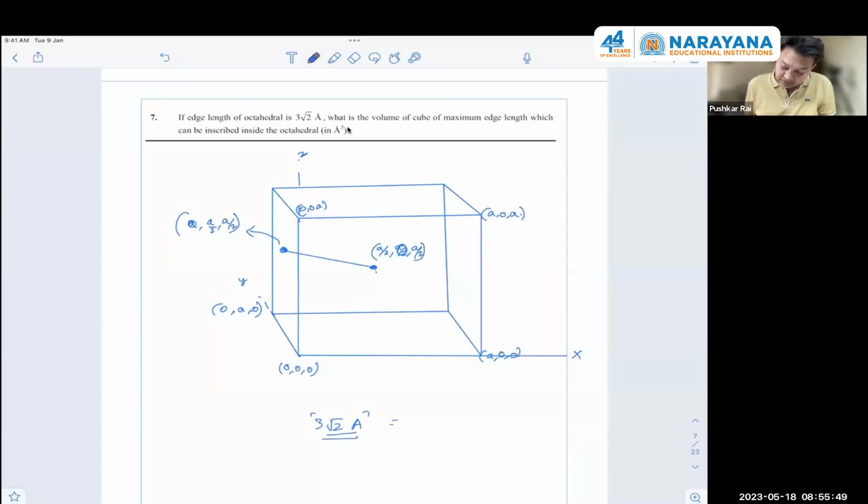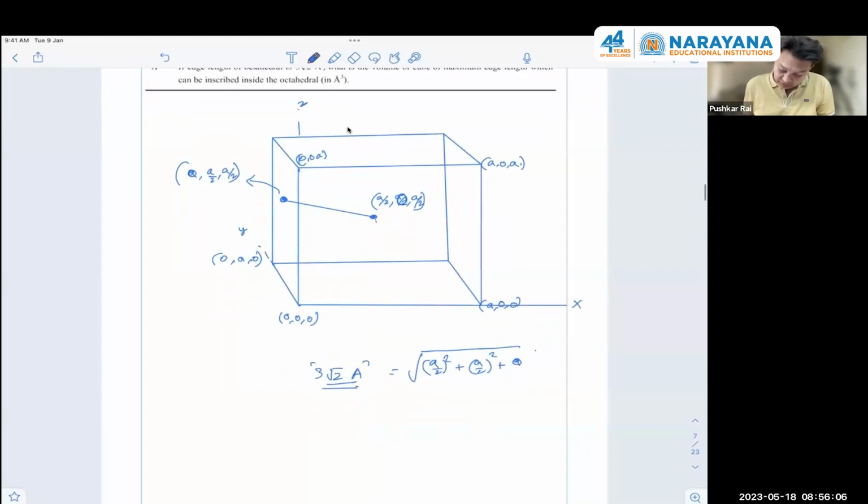Get the distance. This distance is equal to what? a by 2 whole square plus a by 2 whole square plus, under root of this. So under root of this is equal to root 3 a. So solve it. 3 root 2 is equal to a square by 4 plus a square by 4, 2a square by 4, under root of this is equal to root 2 a by 2. So of course this root 2 is cancelled. So a is equal to 6 Angstrom. So the edge length of this is equal to 6 Angstrom.